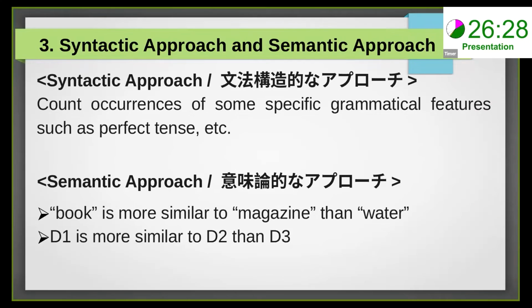Book is more similar to magazine than water. This is because their semantic similarity makes it possible. And in the same way, you can say document 1 is more similar to document 2 than document 3, even if no words in the documents are overlapping.